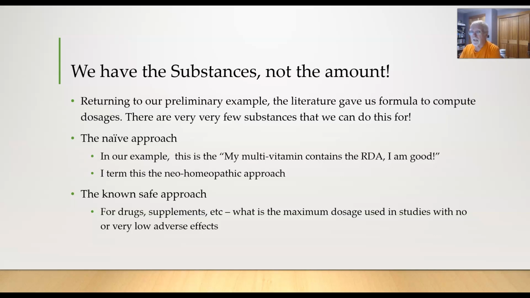We could go with a naive approach, which is, oh, my multivitamin contains the RDA. I'm good.